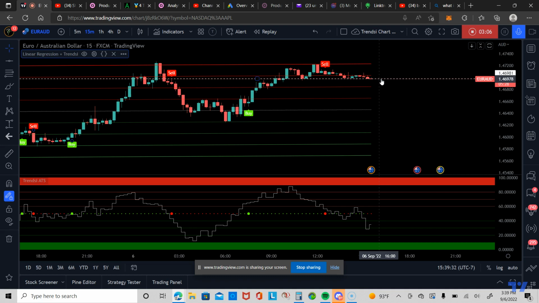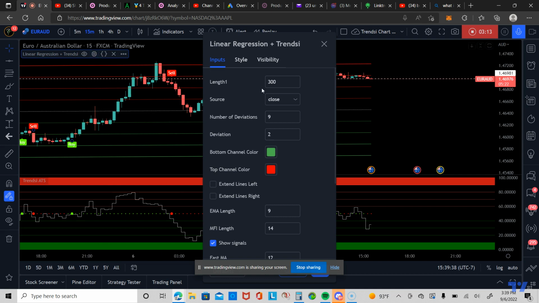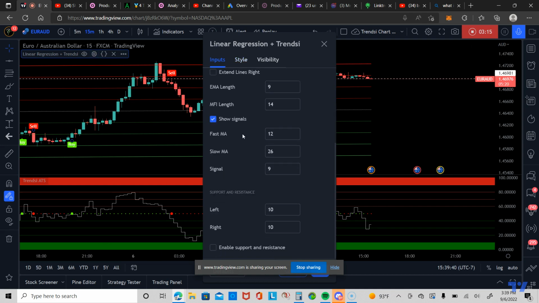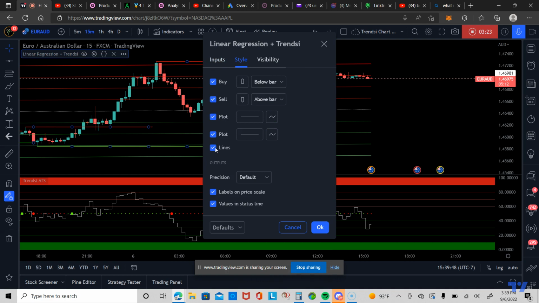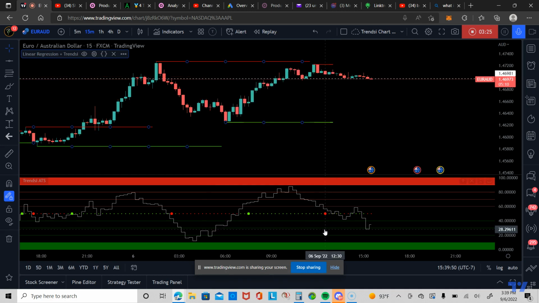Now, this could be a play that you could hold for a couple days. This could be for a few minutes, but let's do something real quick while we're on here, and let's take a look at support and resistance. Let's go ahead and enable this on the bottom under inputs, and let's take off signals, and let's take off the lines as well, just so we can get a cleaner picture of what we're looking at.